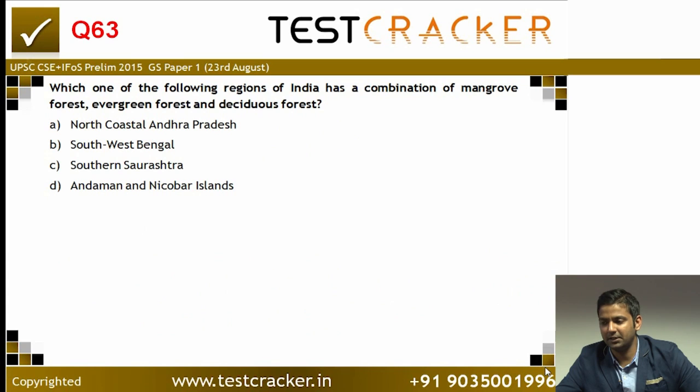Question 63 is about a combination of mangrove forest, evergreen forest and deciduous forest. Where are these 3 forests found together? In this case, the answer has to be Andaman and Nicobar Islands. And I think option B, South West Bengal, was a trap, because most people would have directly gone for Bengal because of mangroves and Sundarban.